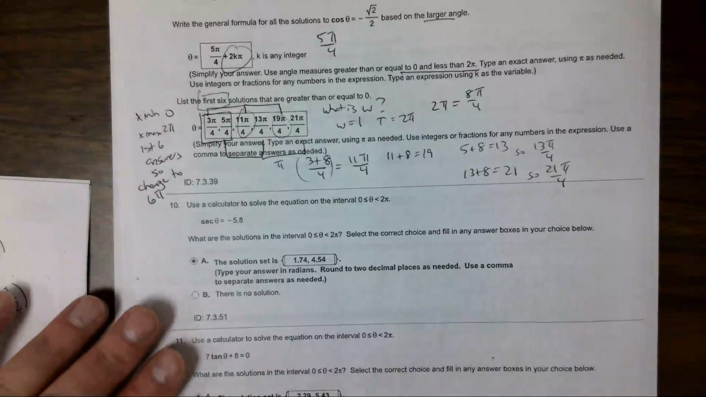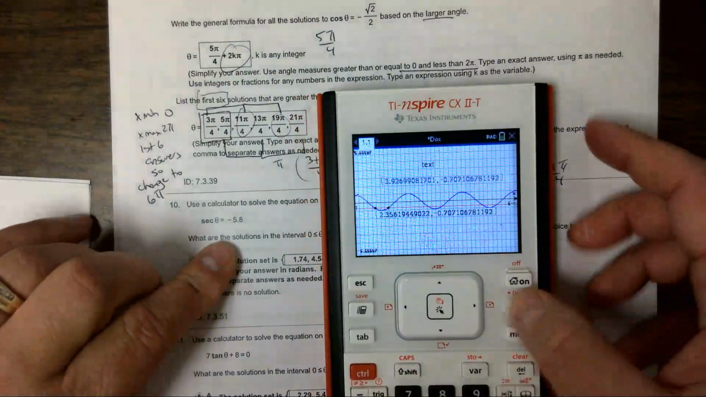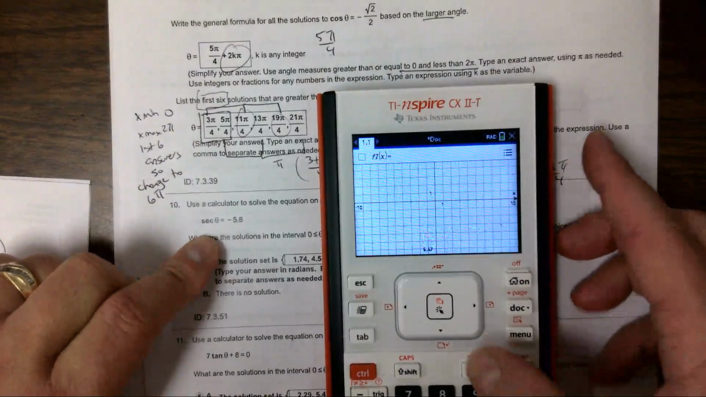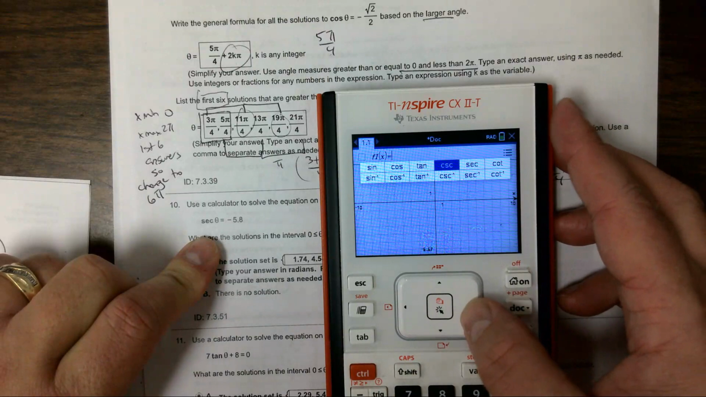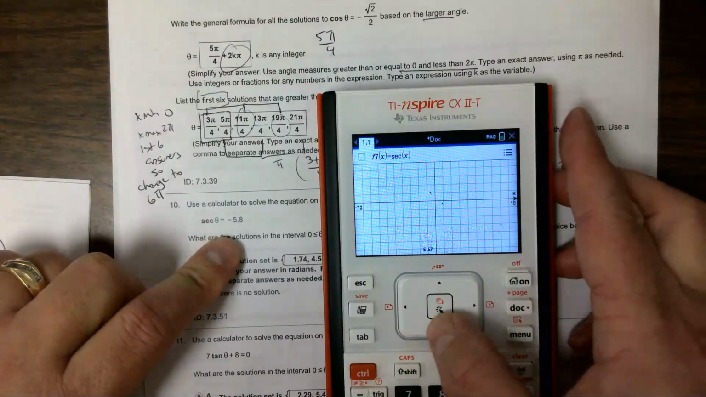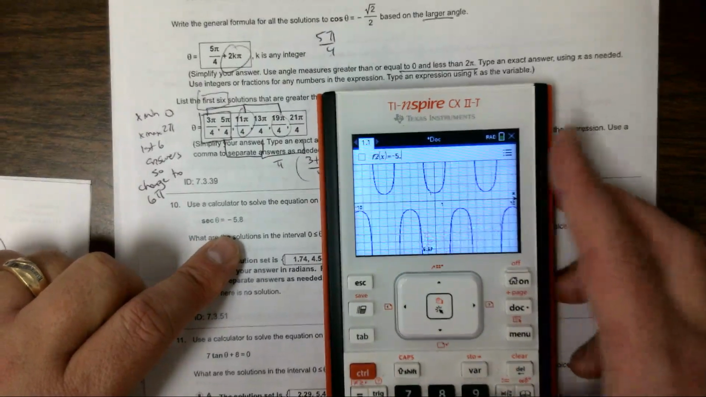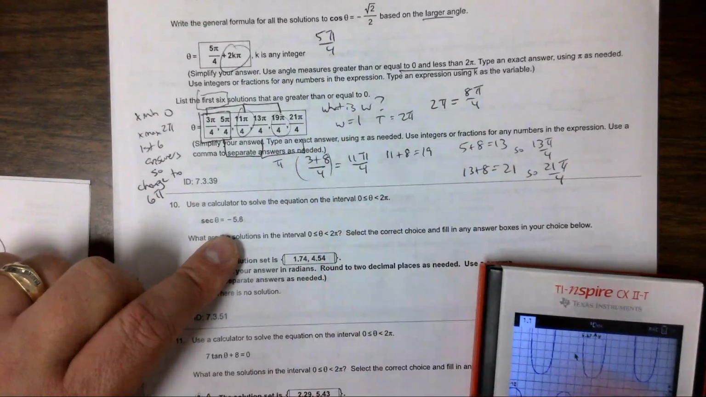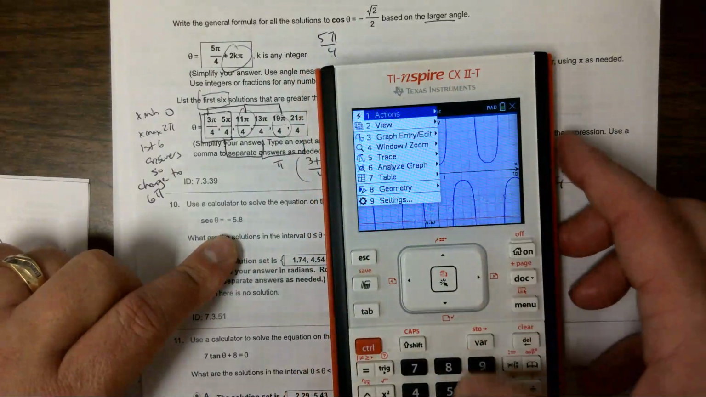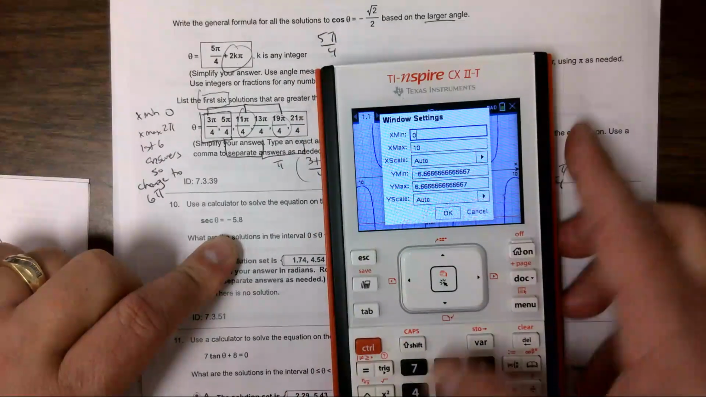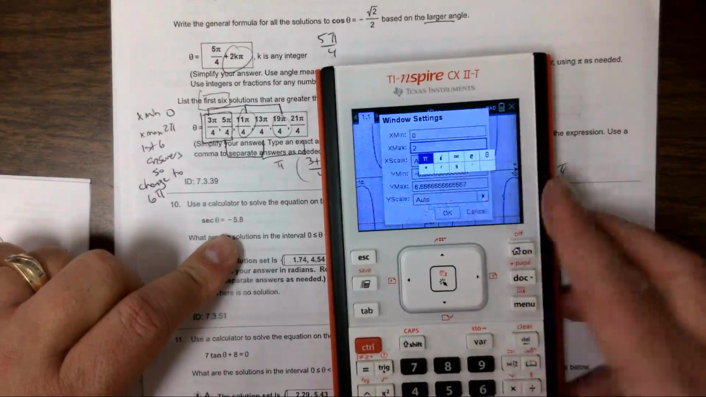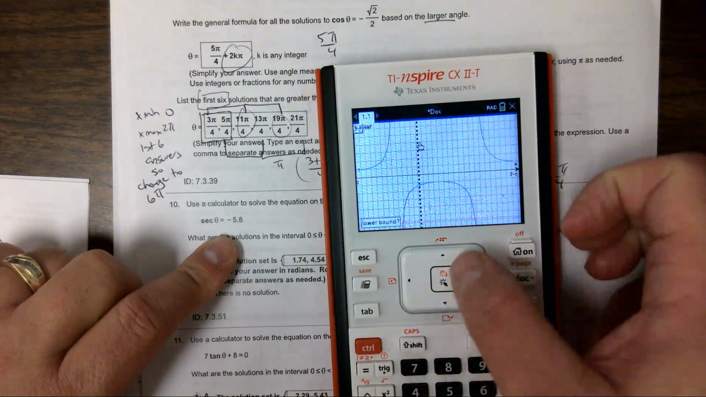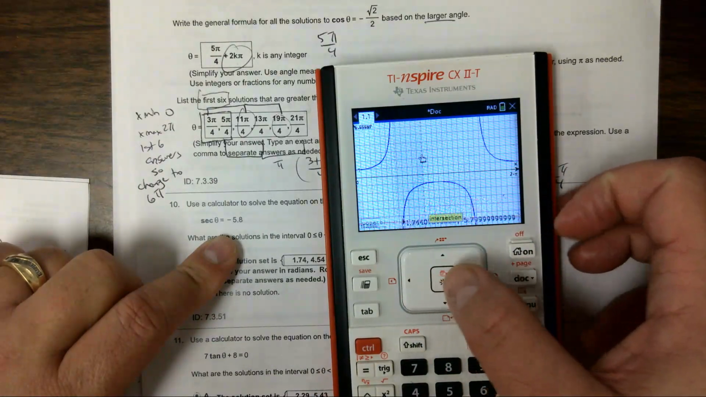Now, we have some easier problems. Yay. Okay, so on this one, we go to secant x, and we put negative 5.8. Okay, well, there you go. We want it on the interval 0 to 2 pi. So there's your two answers. And this time they really do want you to round.